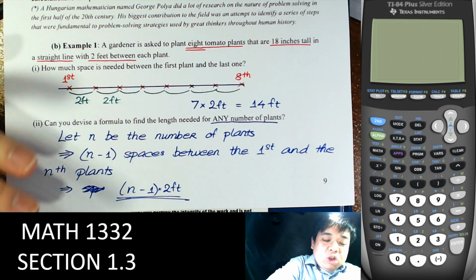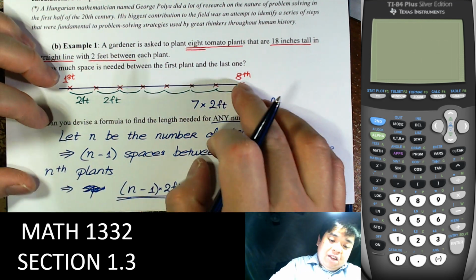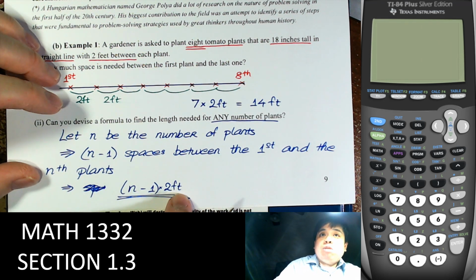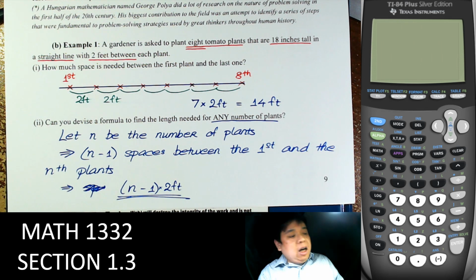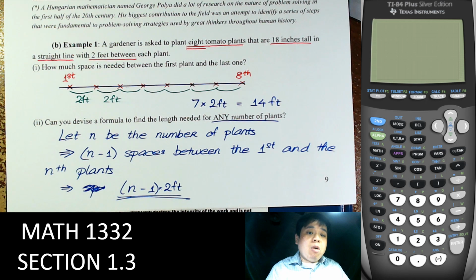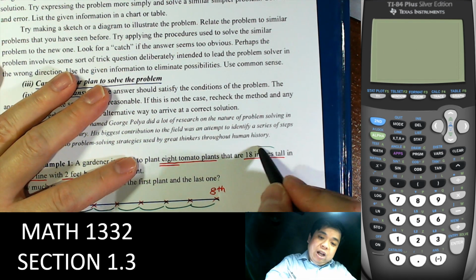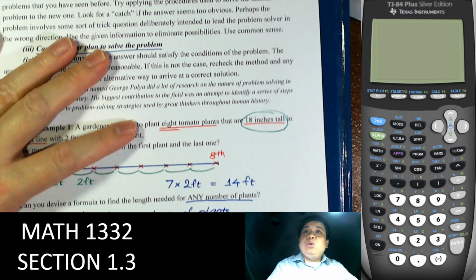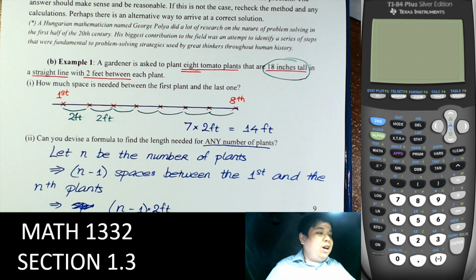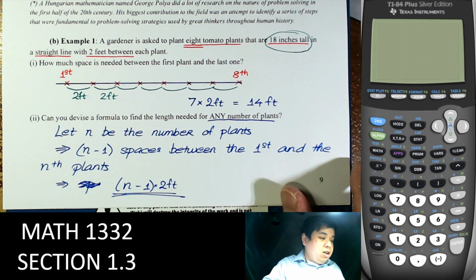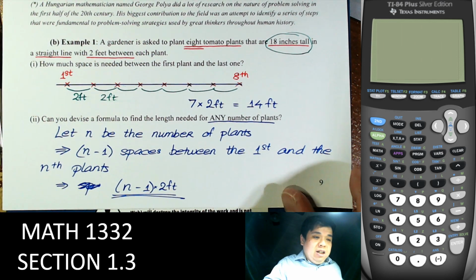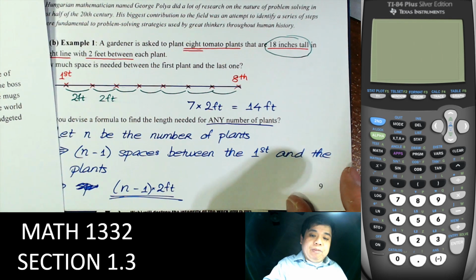Of course, we should check and make sure it makes sense. If there's 8, there's 7 times 2, so that's good. One thing I wanted to note in this problem is, even though we are given the height information, we're not using that at all. So sometimes we have more information than we need, and we just use the information that we need for the problem.